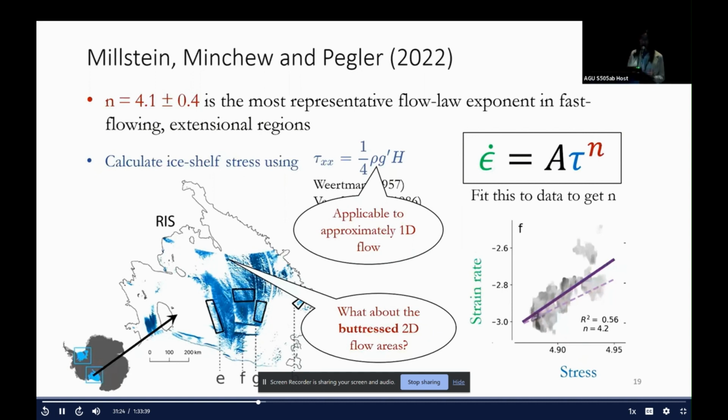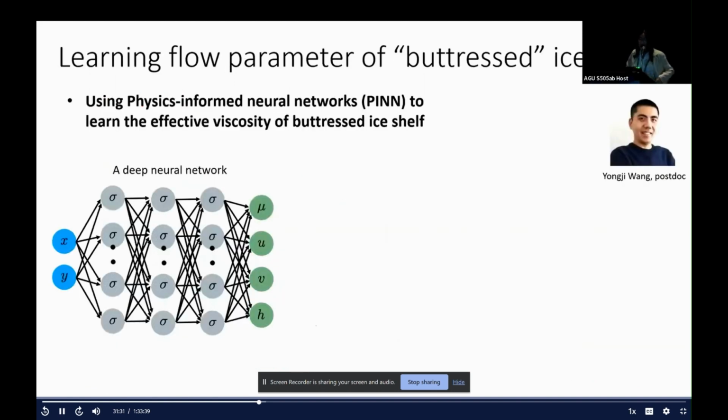So if we want to know the stress, we have to solve the two-dimensional shallow shelf equations. So here, Yongji Wang is a postdoc in my group, and he used a physics-informed neural network to solve the two-dimensional shallow shelf equations. I want to point out that the first application of physics-informed neural network to glaciology was performed by Brian Riel in the context of basal mechanics inversion. And I encourage you to read this paper.